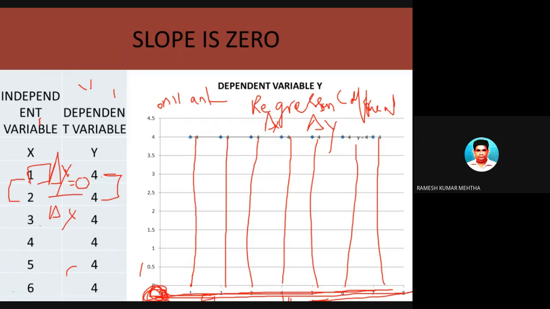But what has happened to delta x? The number of hours worked has increased from 2 to 1. So 0 by 1, the beta coefficient is 0 by 1, which is 0, meaning x is not influencing y. There is zero influence of x on y. So the beta coefficient is equal to 0. That is, x's influence on y is 0.